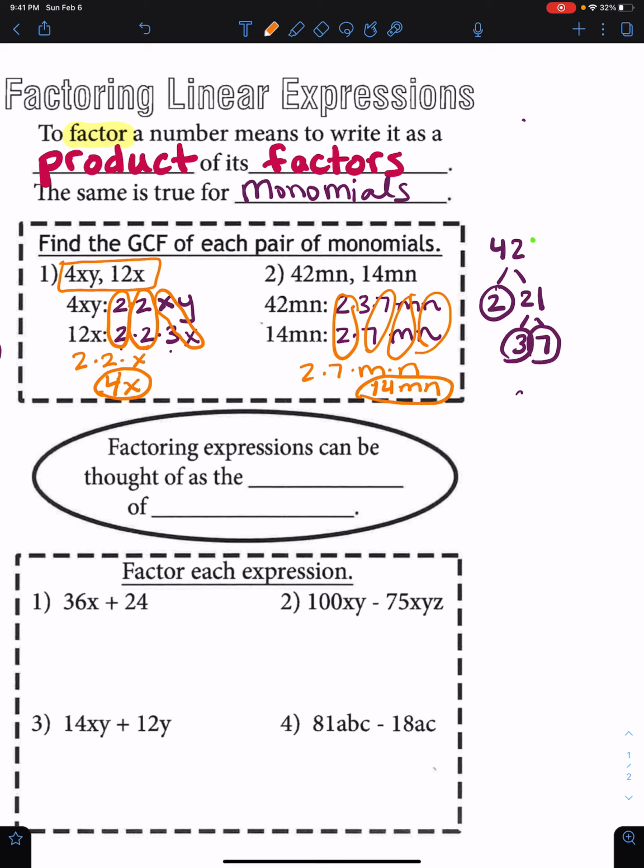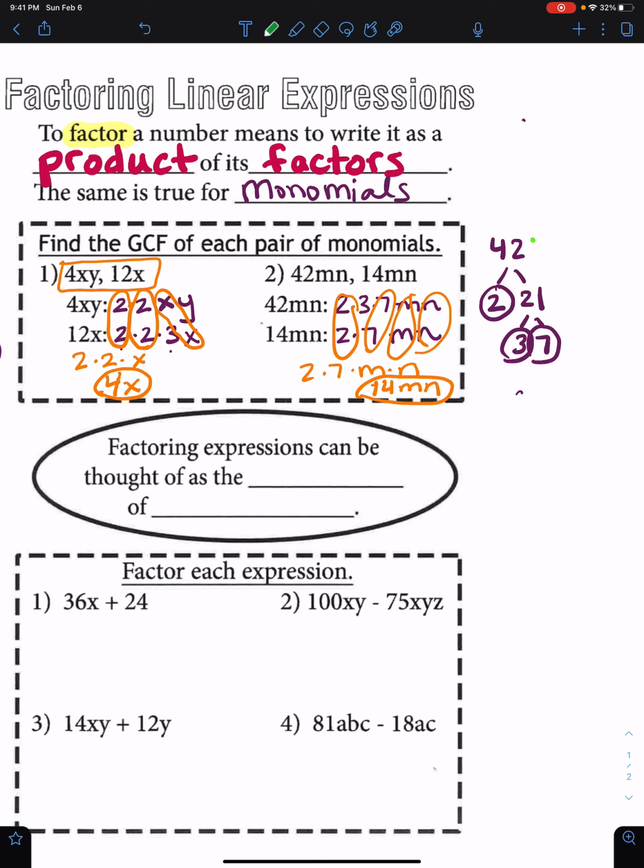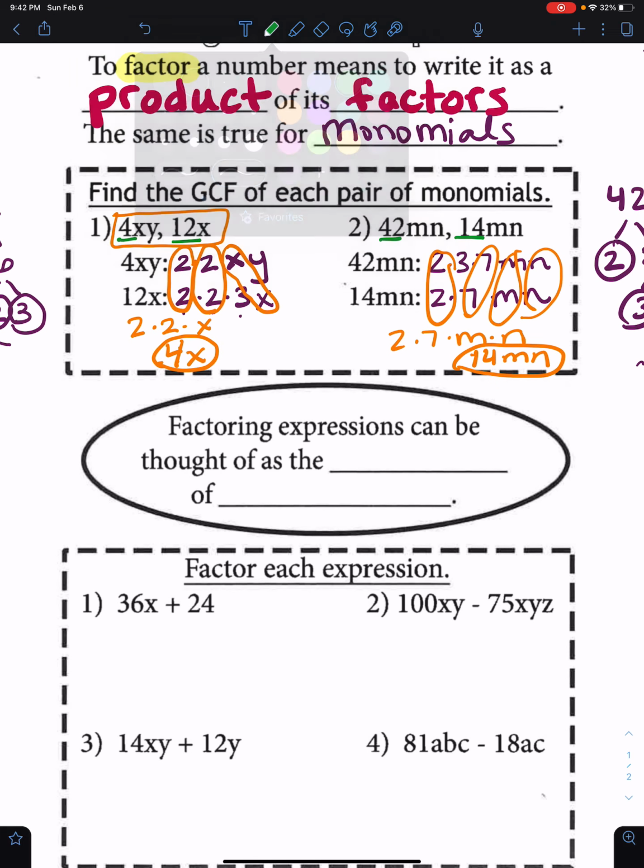So you might not have to go through such a long, detailed process to find the greatest common factor of 2 terms like that. You might just be able to look at it and say to yourself, I know that 14 is the biggest number that goes into these 2 evenly, and I know that 4 is the biggest number that goes into these 2 coefficients evenly, and then you just use the variables they have in common. That's totally fine. So that's how you find the GCF. Now we're going to completely factor expressions.